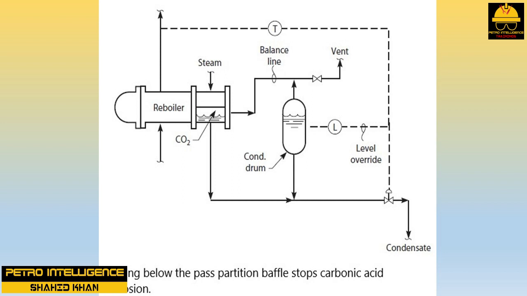One important feature of this picture is the condensate drum balance line. Note that this line is connected below the channel head pass partition baffle. This ensures that the pressure in the channel head below the pass partition baffle and the pressure in the condensate drum are the same. If these two pressures are not identical, the level in the condensate drum cannot represent the level in the channel head. For this reason, never connect the condensate drum vapor space to either the steam supply line or the top vent of the reboiler's channel head.